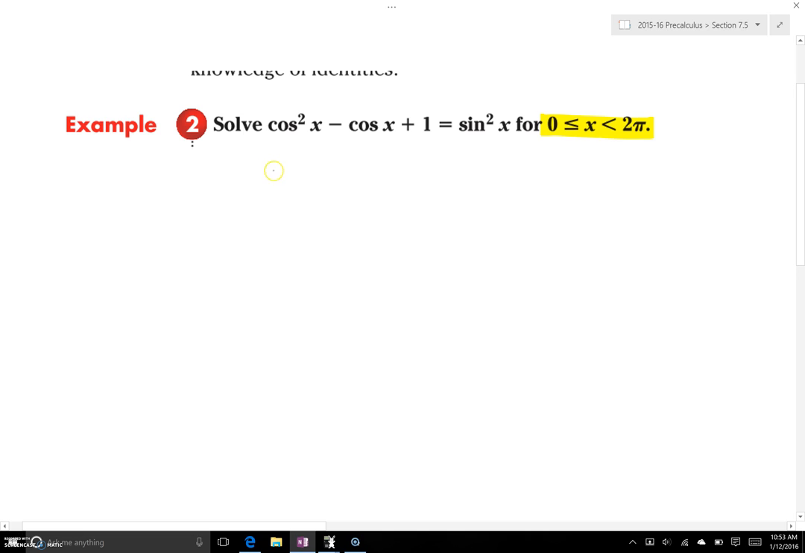So for this problem, the first thing we'll want to do is collect everything over to the left. So we'll have cosine squared x minus sine squared x minus cosine x plus 1 equals 0. Unfortunately, we're not able to factor in this case because we don't have a common term among everything. So we'll have to be a bit creative. There are a couple of different things that we could try.